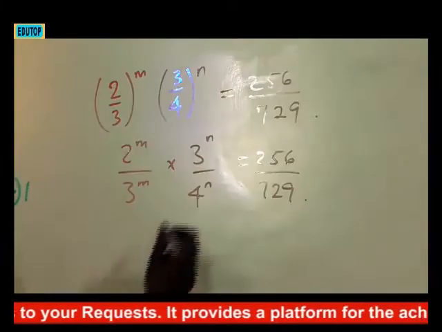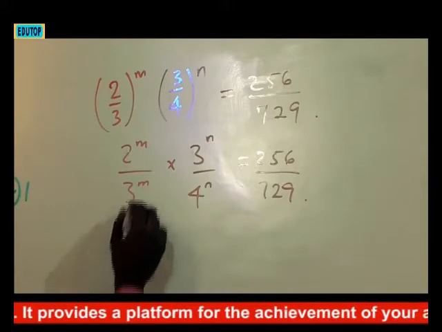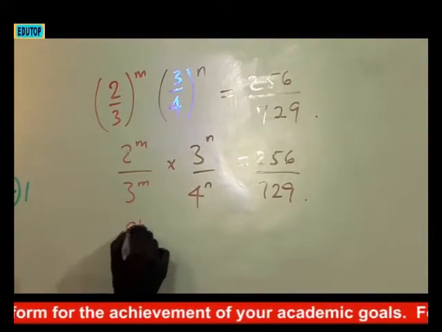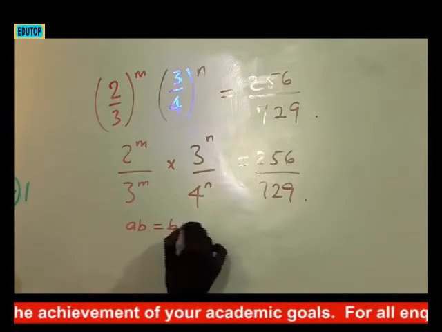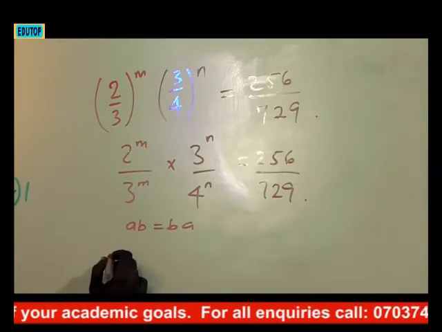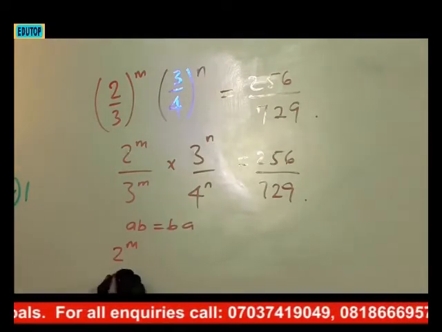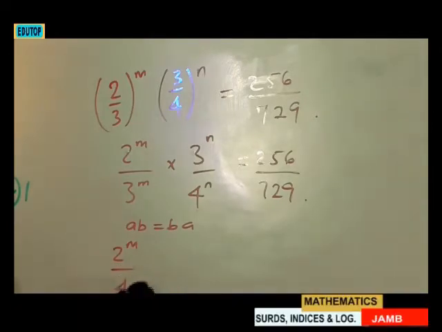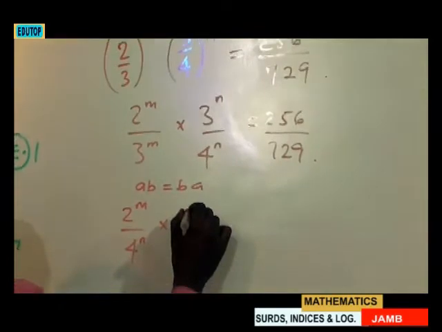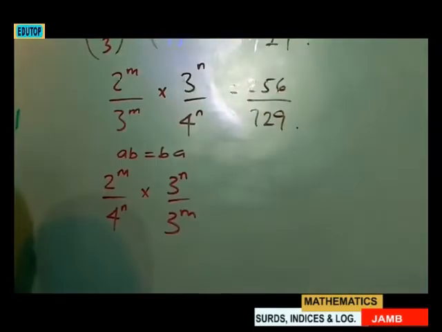Now, I want to bring these terms together. Those are similar. So I can write it as, since they are multiplying each other, because according to the law of commutative, A times B is the same thing as B times A. So that means I can write this as 2^m over 4^n times 3^n over 3^m can be written this way.